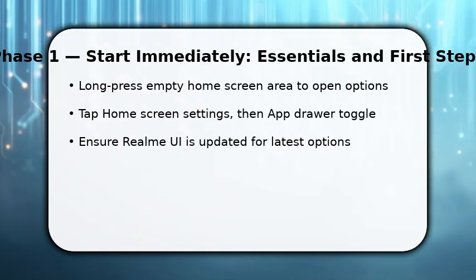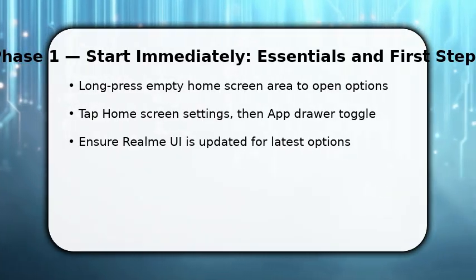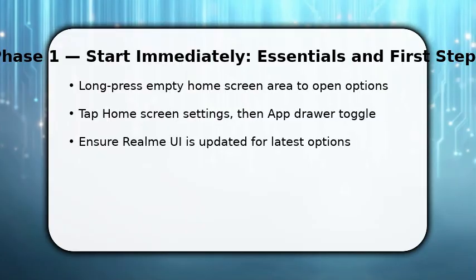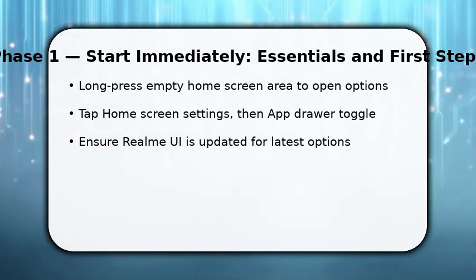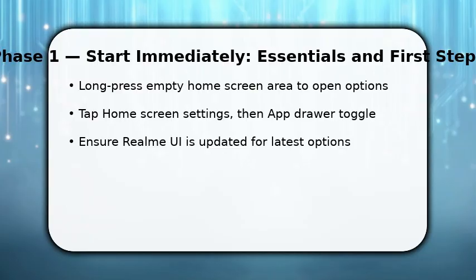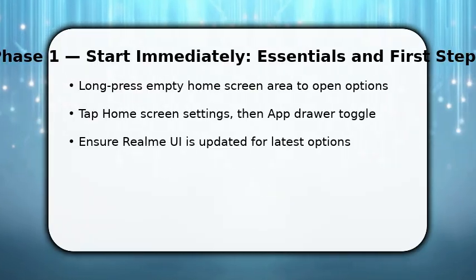Once there, find the app drawer toggle and enable it to switch from All Apps on Home to a drawer layout. Make sure you allow the launcher to refresh, otherwise icons may not move. This step ensures your apps are organized separately from widgets, which simplifies.